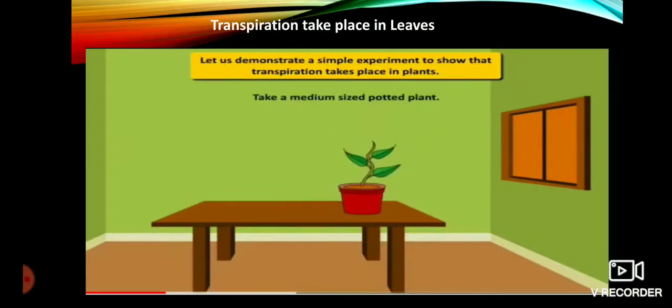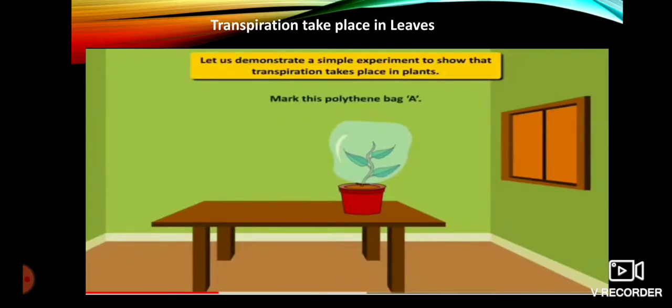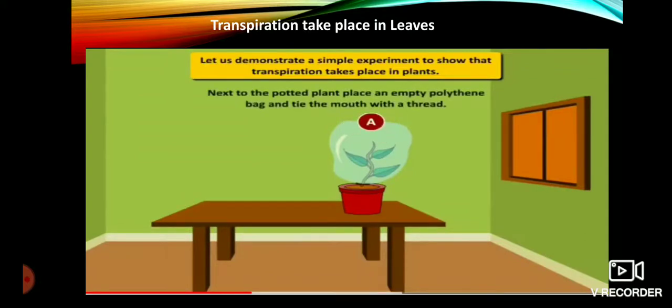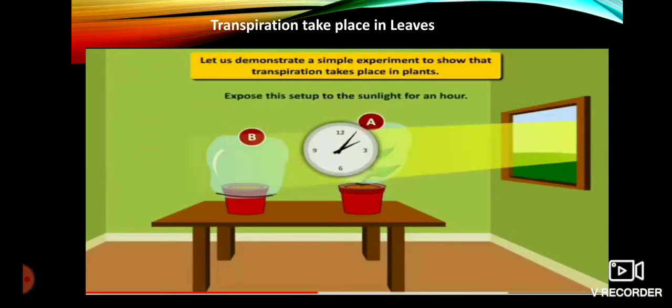Take a medium-sized potted plant. Cover it with a polythene bag. Tie its mouth at the base of the stem with thread as shown in figure. Mark the polythene bag A. Next to the potted plant, place an empty polythene bag and tie the mouth with a thread. Mark it as B. Expose the setup to the sunlight for an hour.